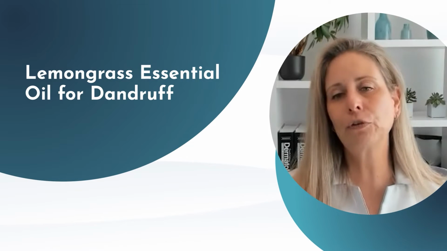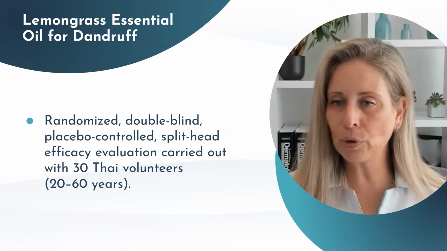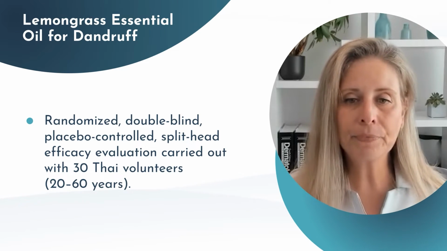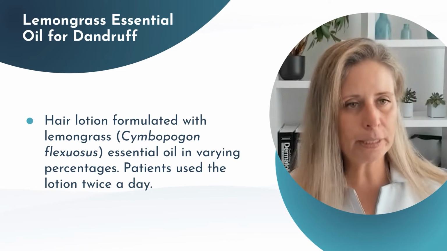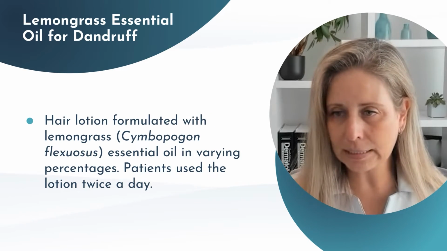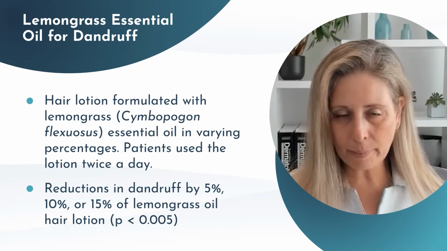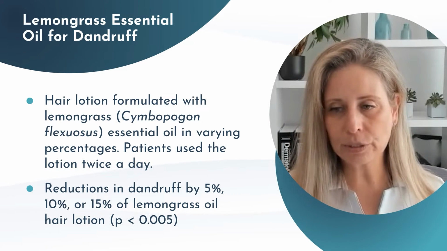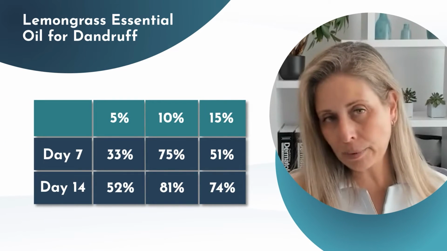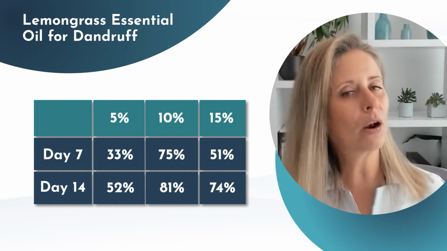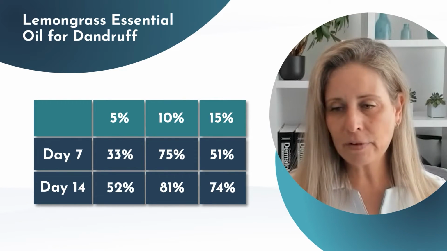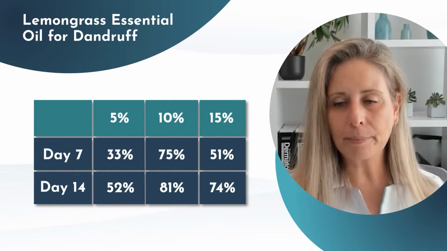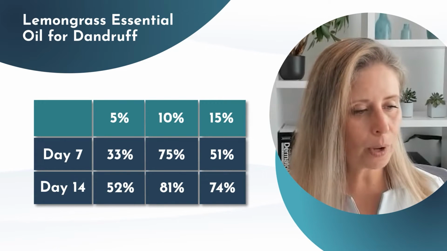Lemongrass essential oil was looked at for dandruff. This was a randomized, double-blind, placebo-controlled trial carried out with 30 volunteers. They ranged in age from 20 to 60. And there were hair lotions that were formulated with various concentrations of lemongrass. So one bottle had 5% lemongrass, one had 10%, and one had 15%. And they split up the volunteers. And what we can see is that actually the 10% solution was the most efficacious. So it's not always that more is better. And by day 7, 75% had reductions in dandruff, and by day 17, 81%. So it was quite potent.